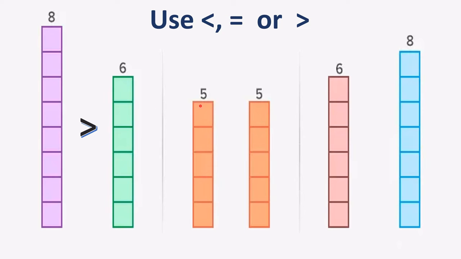Here 5, 5. Very nice. Equal to. Both are equal. Here this is 6 and this is 8. Nice. The first number is smaller than the second number. Right? Same thing we will write down. 8 is greater than 6. 5 equal to 5. 6 is smaller than 8. Right?